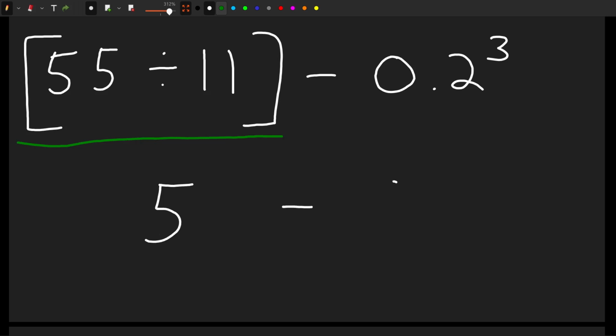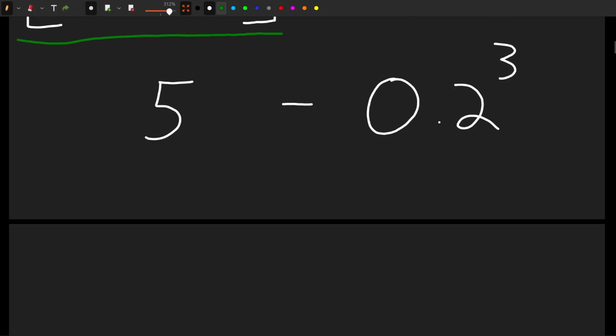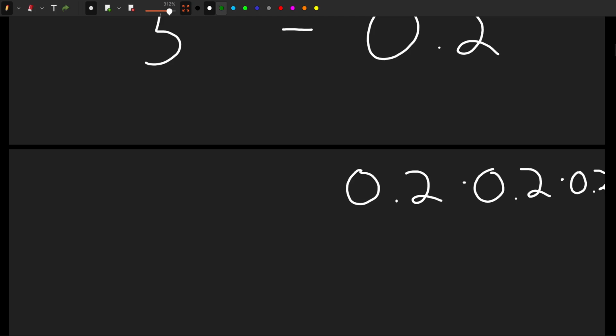Okay. I'm going to bring down 0.2 cubed. And so now we have exponents to deal with. 0.2 cubed is 0.2 times 0.2 times 0.2. And 2 times 2 times 2 is 8. We have 3 decimal spots, so we're actually going to go out 3 decimal spots. We will get 2 zeros. 0.2 cubed is 0.008.